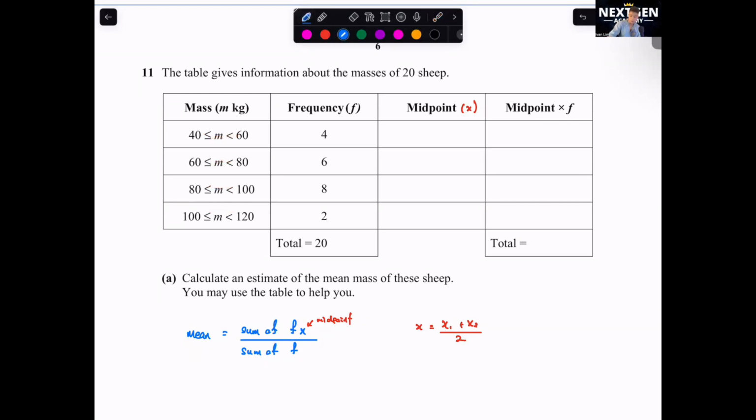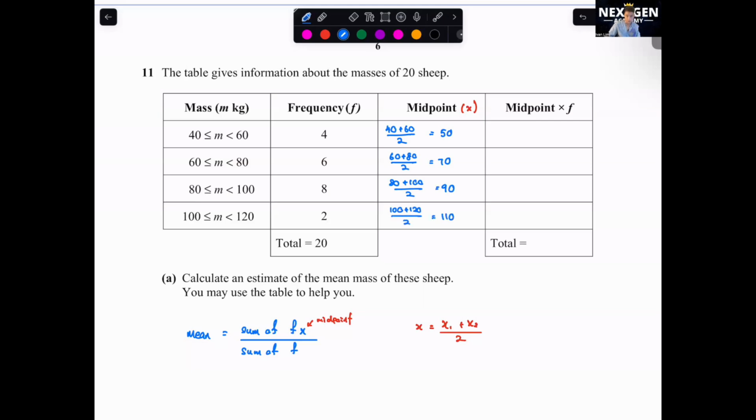Okay, this one you don't need to write the working if you can do mental calculation, but this is the proper working if you want to find the midpoint. 40 plus 60 divided by 2, 50. 60 plus 80 divided by 2, 70. 80 plus 100 divided by 2, we get 90. 100 plus 120 divided by 2, we get 110.